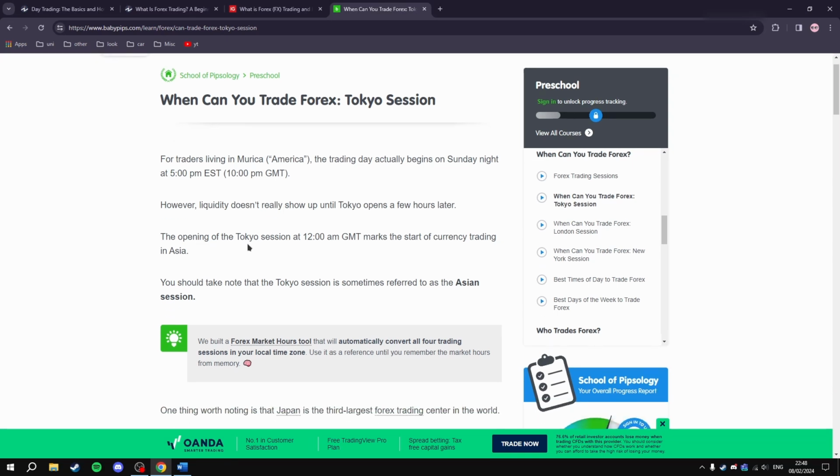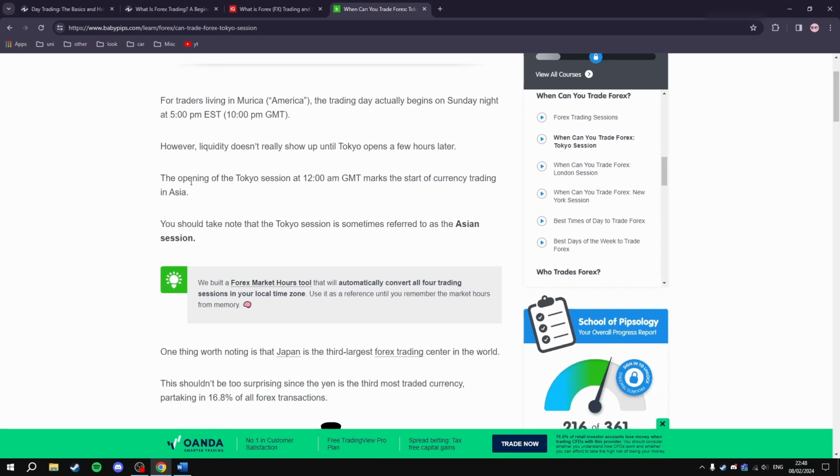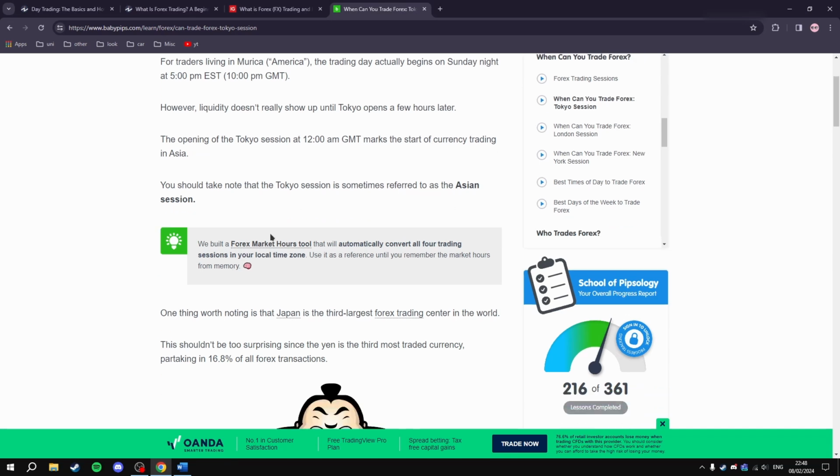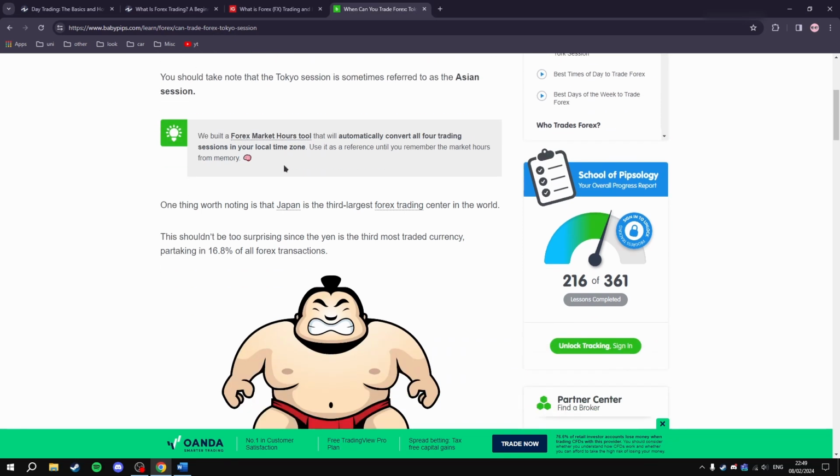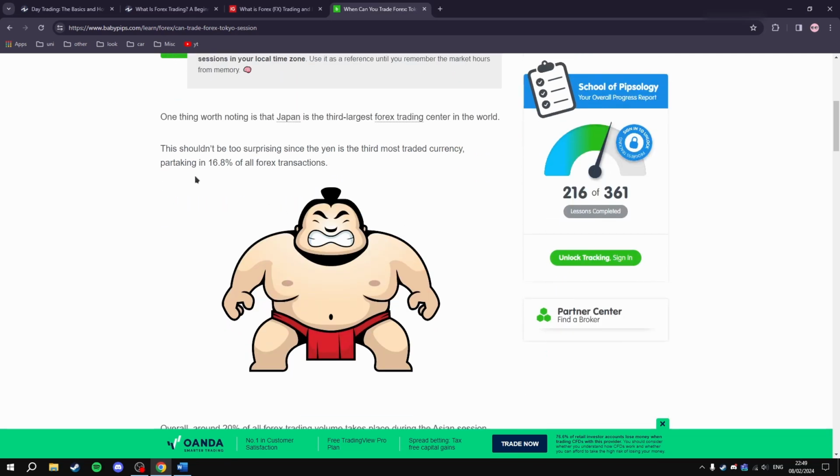The opening of the Tokyo session at 12 AM GMT marks the start of currency trading in Asia. You should take note that the Tokyo session is sometimes referred to as the Asian session. We built a Forex market hours tool that will automatically convert all 4 trading sessions in your local time zone. Use it as a reference until you remember the market hours from memory. One thing worth noting is that Japan is the 3rd largest Forex trading center in the world. This shouldn't be too surprising since the yen is the 3rd most traded currency, partaking in 16.8% of all Forex transactions.